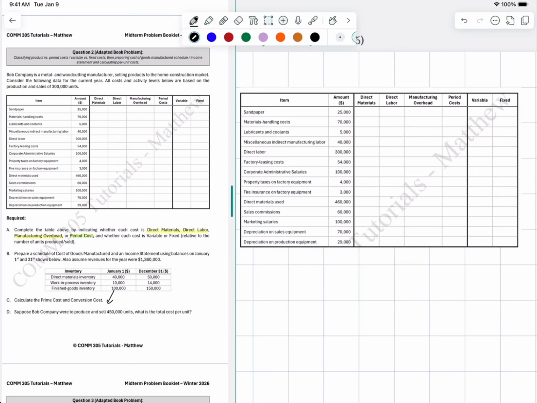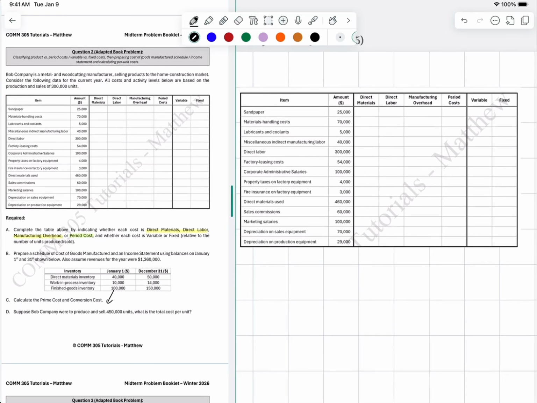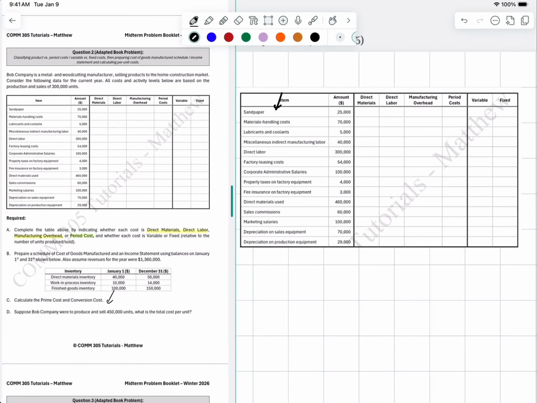Okay, so first off, guys, let's go determine if the cost is product or period, and then afterwards we'll do variable or fixed. First off, understanding the business here, guys: we're a metal and wood cutting manufacturer. Looking at this first item, sandpaper, you have to ask yourself first off, is sandpaper a product cost or a period cost?